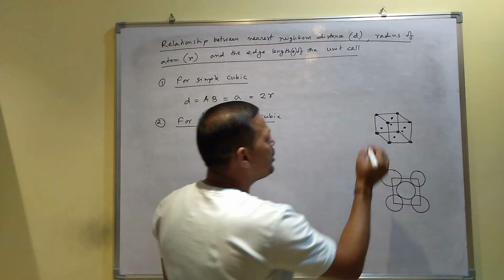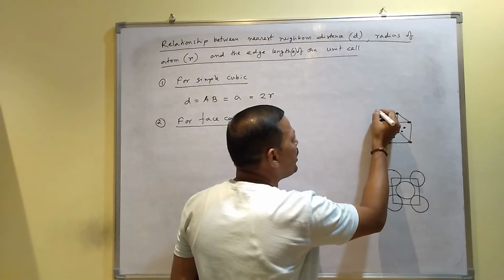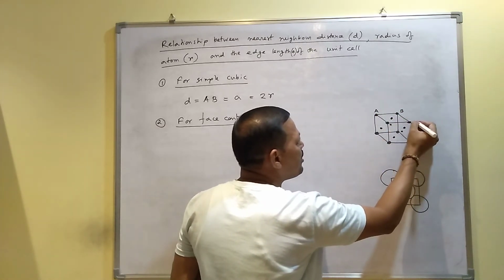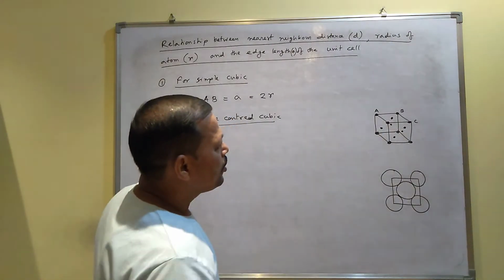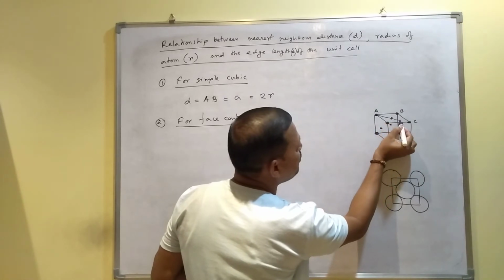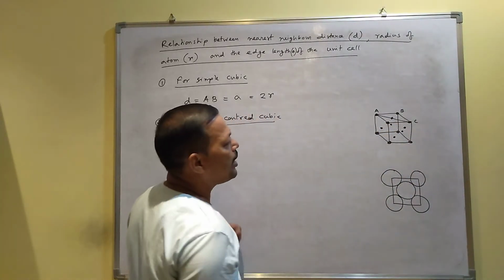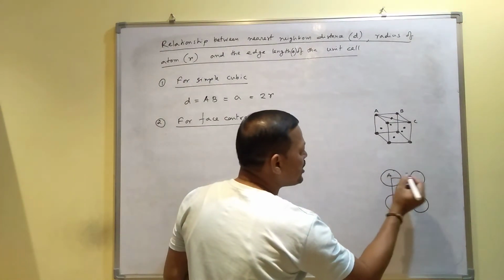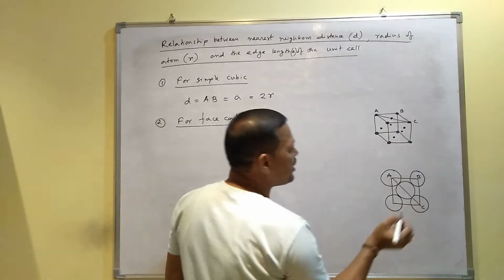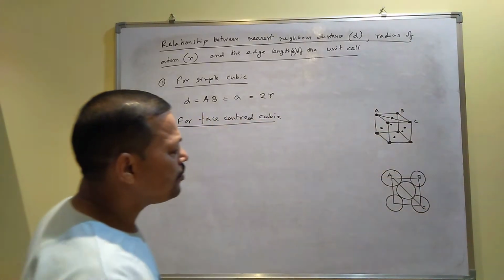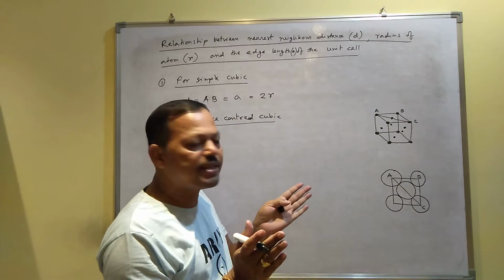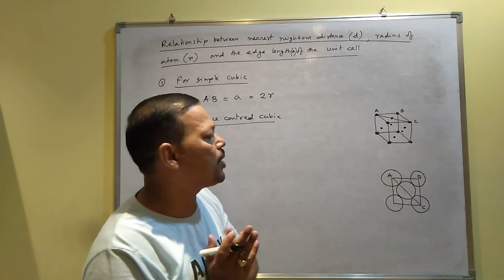Now, suppose this particle is represented by A, this particle is represented by B, I mean the center of the particle, and here the center is represented by symbol C. To find out the relation, you have to draw one diagonal through the face, which is called face diagonal. I mean this AC is said to be face diagonal. In this face, this point is A, this point is B, this point is C, and here I have drawn one diagonal like this, AC. Now, if you want to find out nearest neighbor distance, it means the distance between two closest particles.